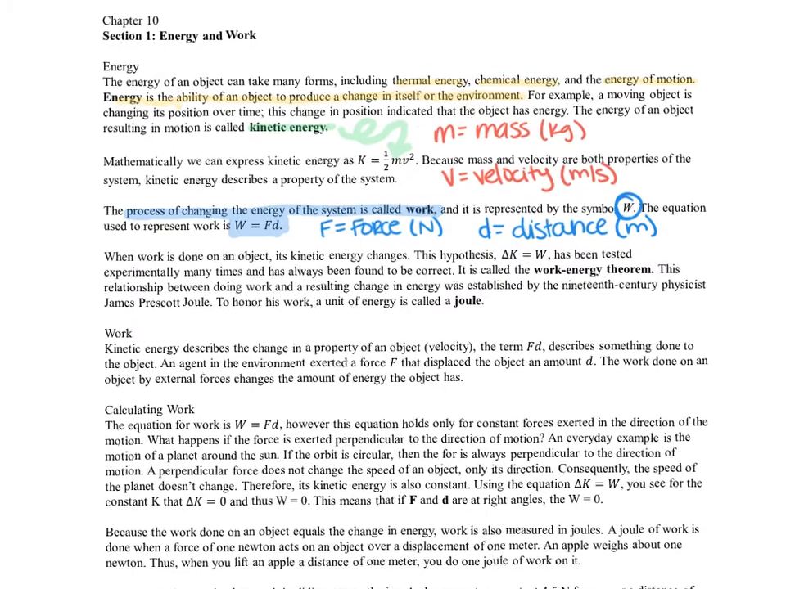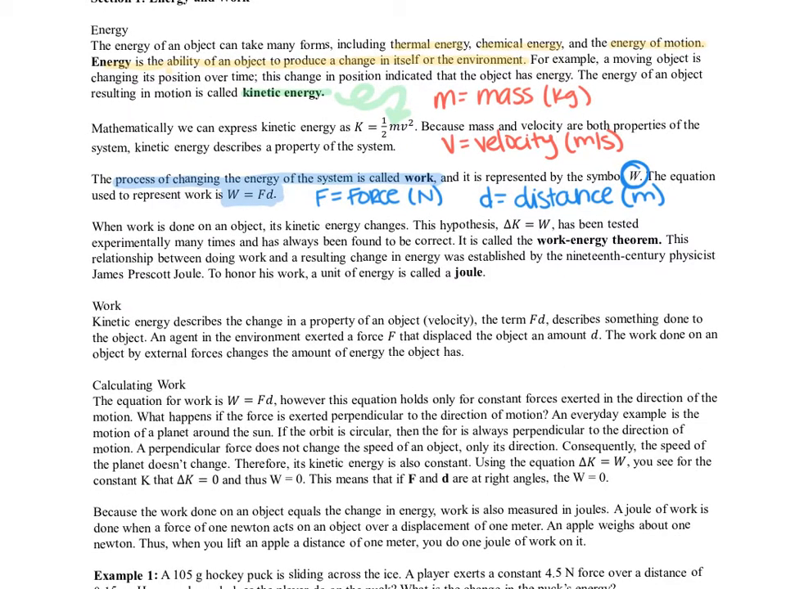When work is done on an object, its kinetic energy changes. So we have the work done equals the change in kinetic energy, and this is called the work energy theorem. Work and energy are both measured in joules, which is a unit named after James Prescott Joule.